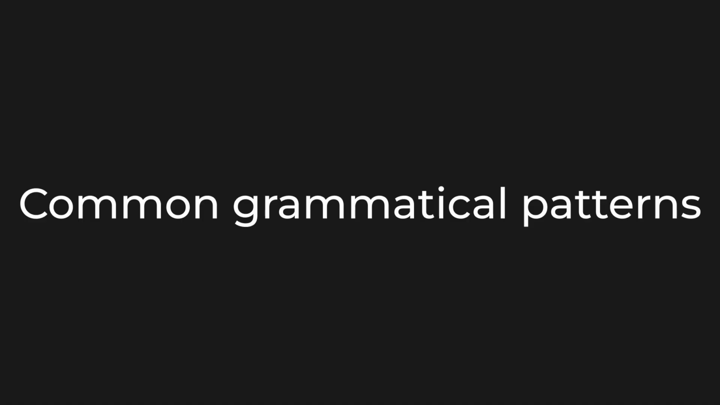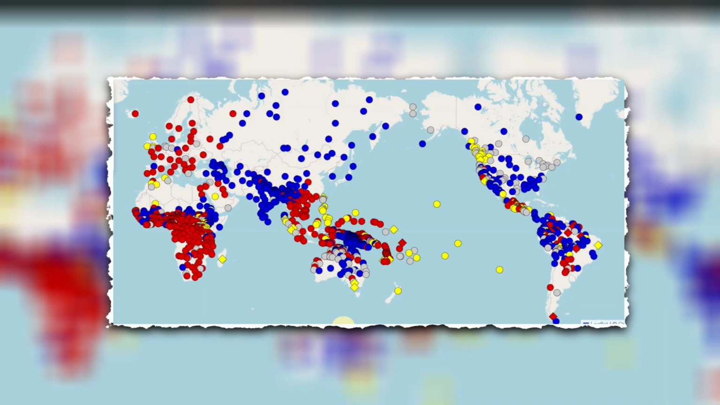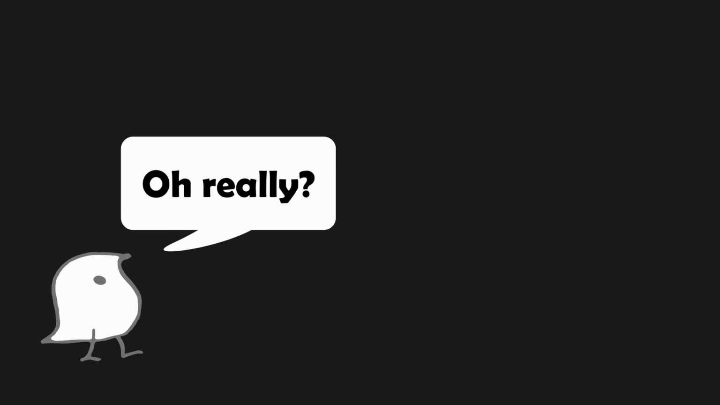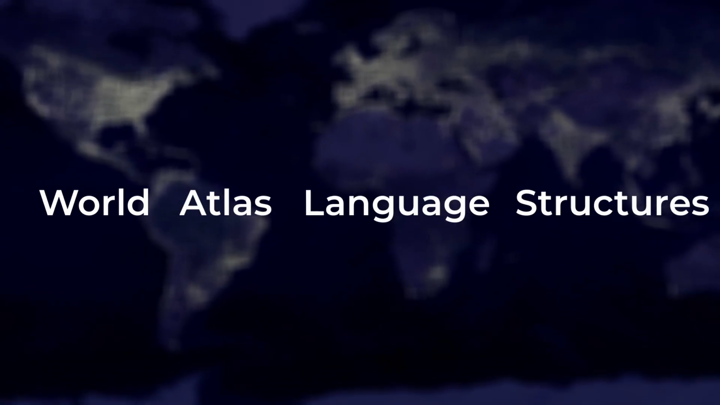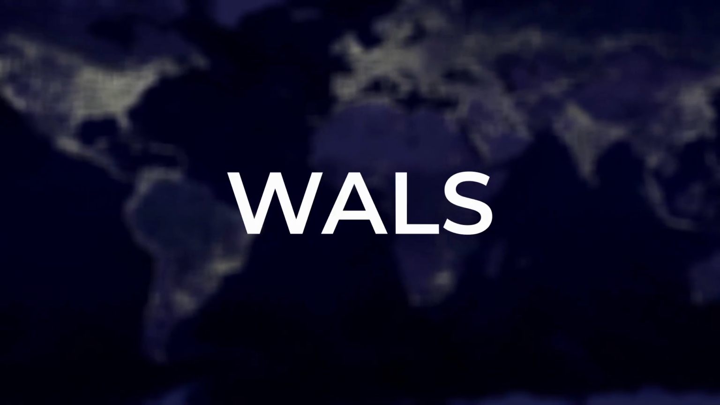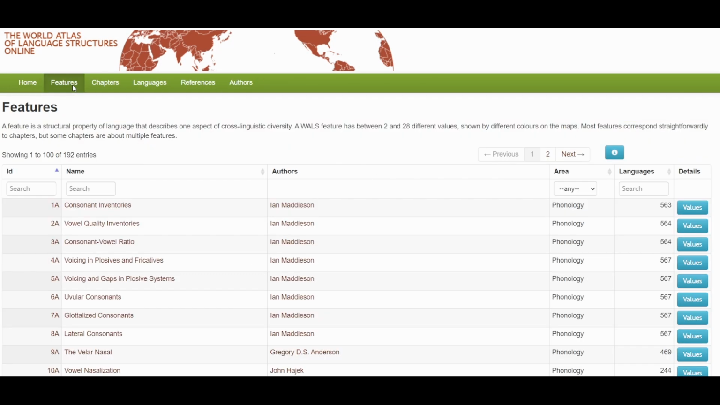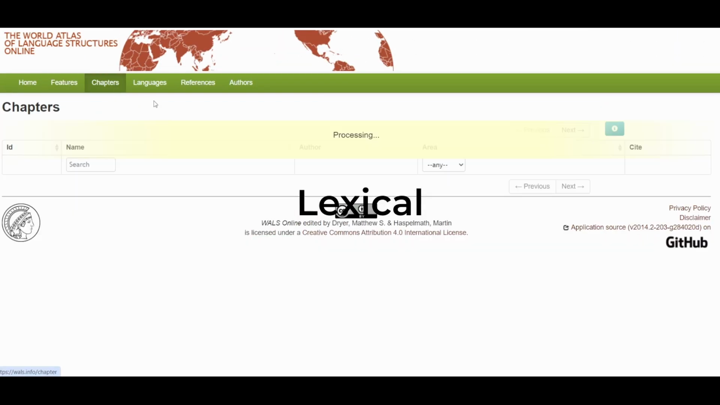Linguistic typology focuses on identifying grammatical patterns that are common across various languages, as well as those that are uncommon. From there, how do we even organize our 7,000 languages? Well, there are actually a lot of ways to do that, and we're going to use an amazing tool to get an idea of how this can be done: the World Atlas of Language Structures, or WALS, which is the acronym I will use. The WALS is a large database of structural properties, like phonological, grammatical, and lexical, of languages.